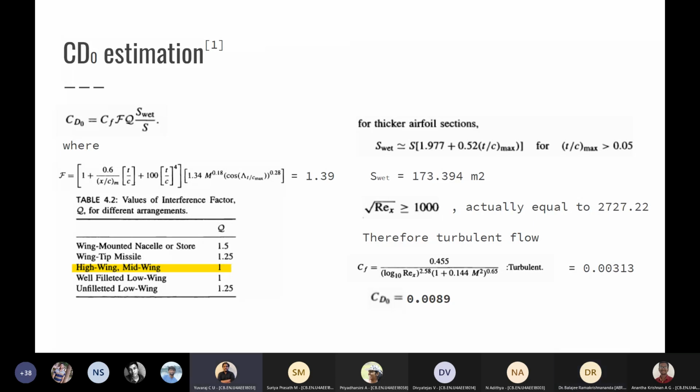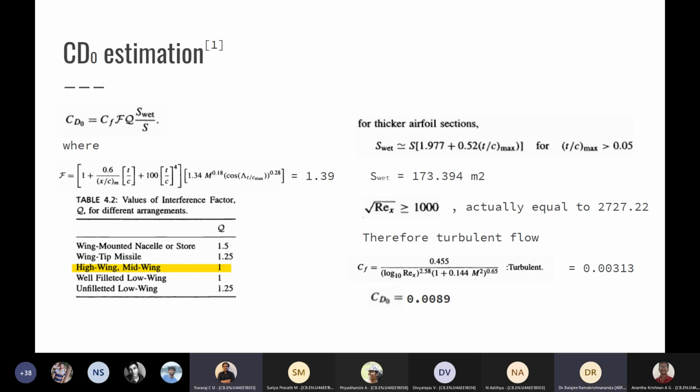Totally avoided. And the wetted planform, we use this formula, and with the airfoil data of t by c max, we got 173.394 meters square. And as this is a turbulent flow, with this CF formula, we got one.